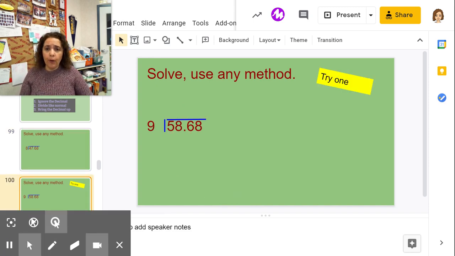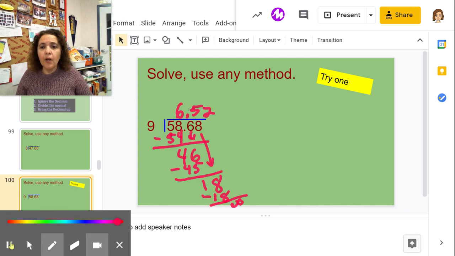All right, so you try one using any method. 58 and 68 hundredths divided by 9. Pause the video and then come back to me for the answer. Okay, so hopefully you got 6 and 52 hundredths.